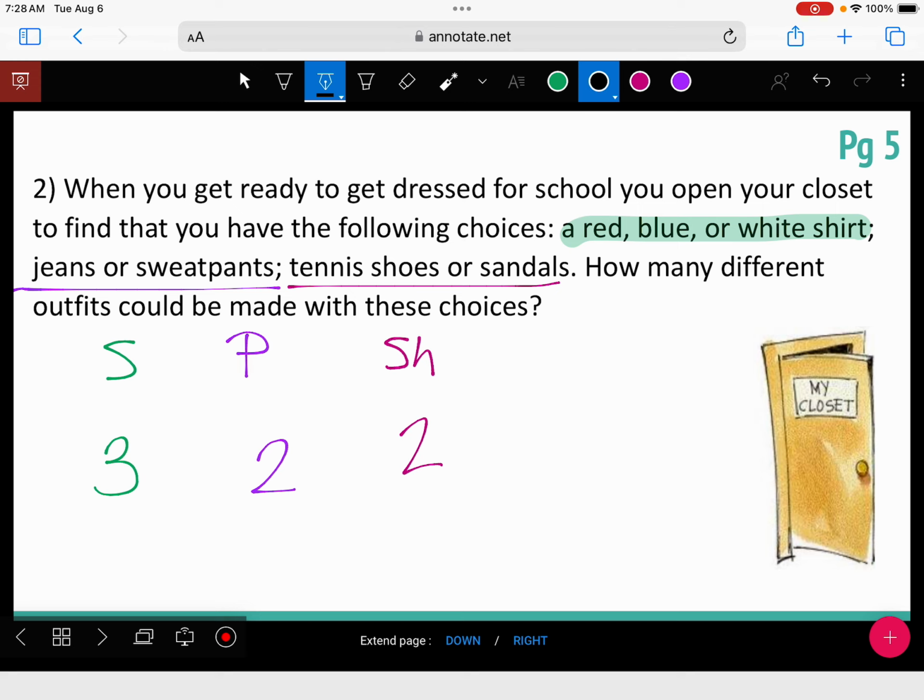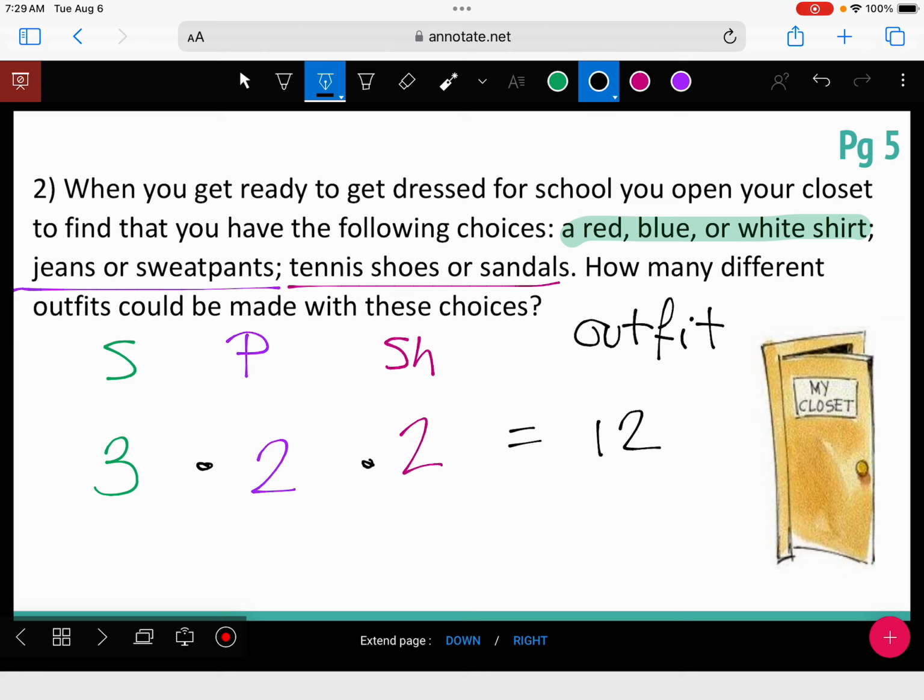So what do we do with those numbers? Multiply them. So how many different outfits do we have? 12. Okay? So these don't take a ton of time once we can get our brain wrapped around them. Sometimes it takes us a minute to wrap our brains around the concept, but the calculations on them are pretty fast. So we take how many we have of each category and multiply them together.